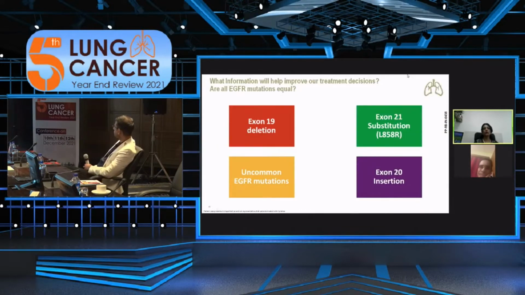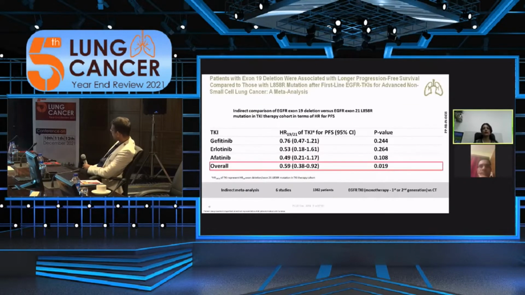So one of the questions we have here is, if we have all these different kinds of mutations, as you see, exon 19, exon 21, uncommon EGFR mutations, and exon 20 insertions, do we think of them upfront in a different way? Are they equal or are they different in their clinical behavior for our patients? I've heard from all of you that we take them as different.